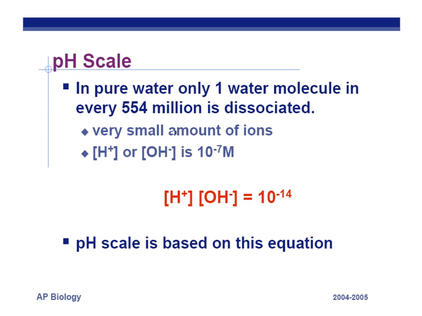The pH scale is from 1 to 14, and 7 is in the middle. That's neutral. 1 in 554 million water molecules is dissociated into hydrogen and hydroxide ions and acts as a weak buffer. What that means is that if it's a base or has excess hydroxide ions, some, very little, of that water will bind to the hydroxide, neutralizing it and resisting the change in pH.